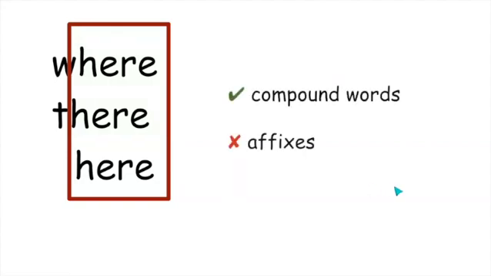All of these three words can build compound words. They might not be compound words that you're familiar with. Remember, a compound word is when two base words come together to form a new word. So the word whereas is an example of a compound word. The word thereby or therefore is an example of a compound word. All of these words can be used to build compound words. None of these words can have affixes attached to them to make new words. So we can't add a prefix or a suffix to these words. They are a solitary base.